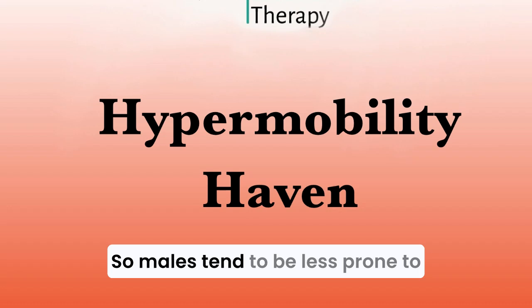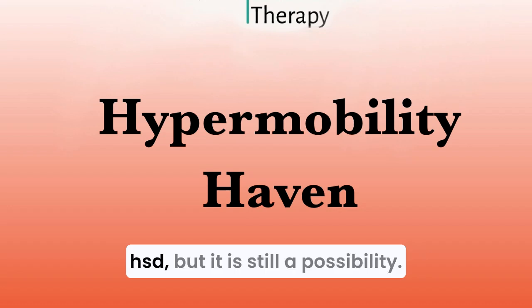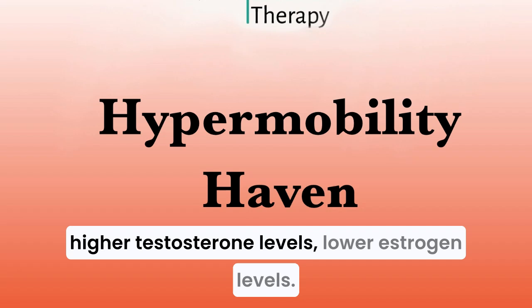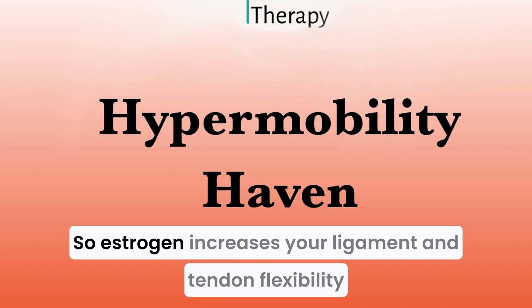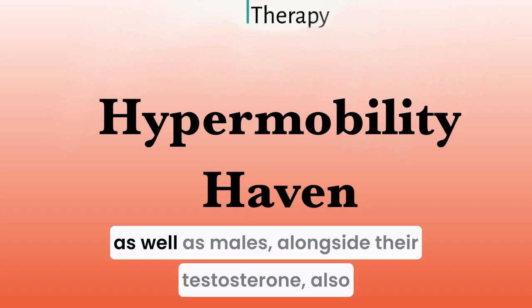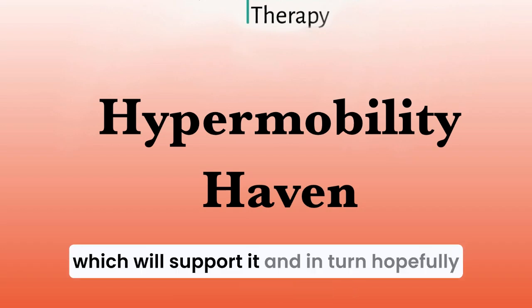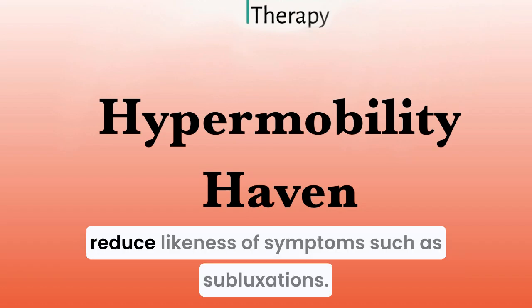So males tend to be less prone to HSD, but it is still a possibility. This is due to them having higher testosterone levels and lower estrogen levels. So estrogen increases your ligament and tendon flexibility, as well as males, alongside their testosterone, also have more lean muscle mass around a joint, which will support it and in turn hopefully reduce likeliness of symptoms such as subluxations.